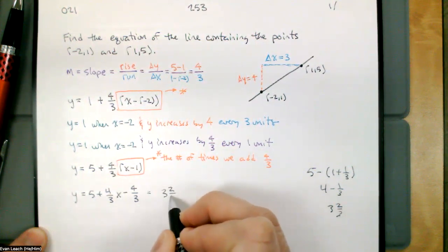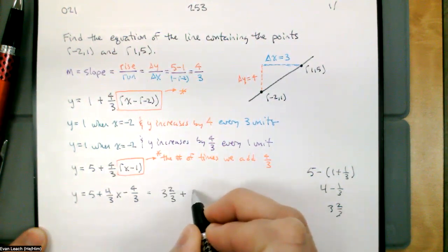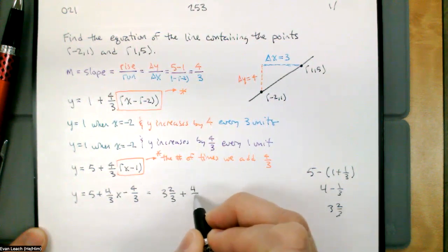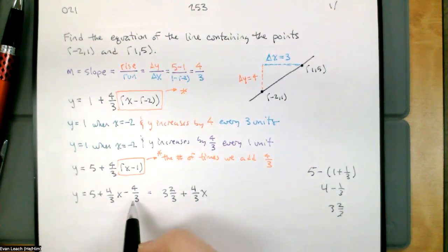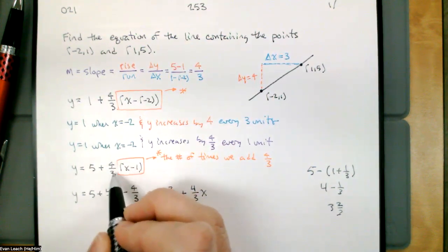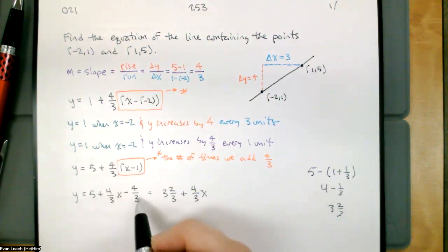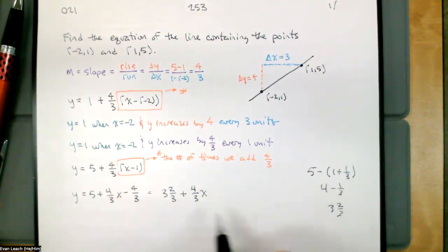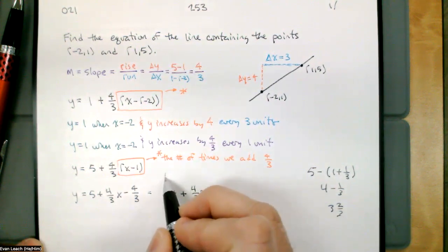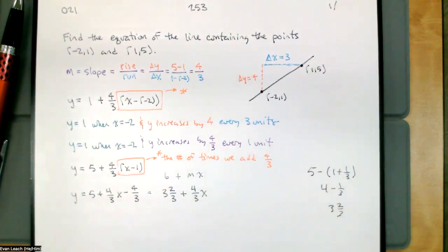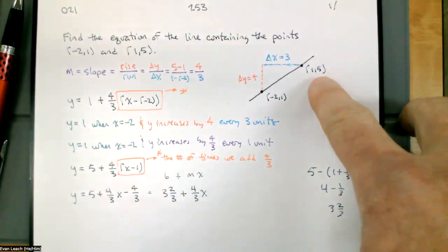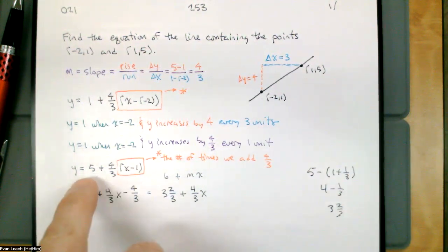So 3 2/3 plus 4/3 x. Just distributive property for the 4/3. So that's the -4/3 because I need the 5 minus 4/3. So here's our b plus mx format. Five is from this point here. Y is 5 when x is equal to 1.